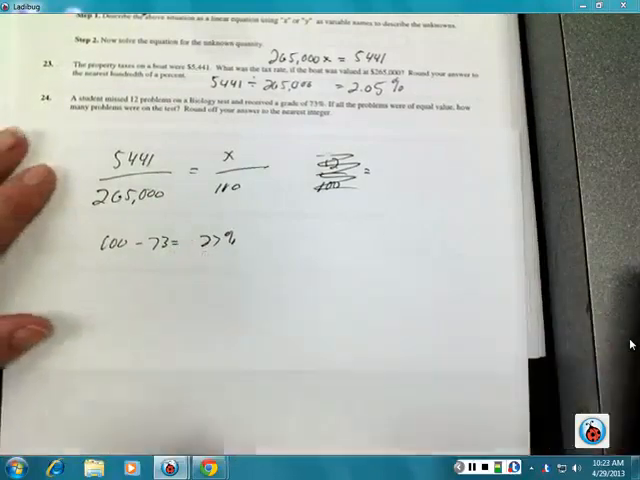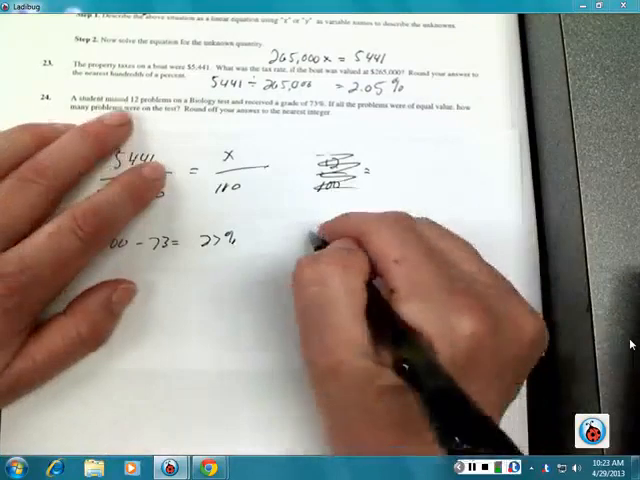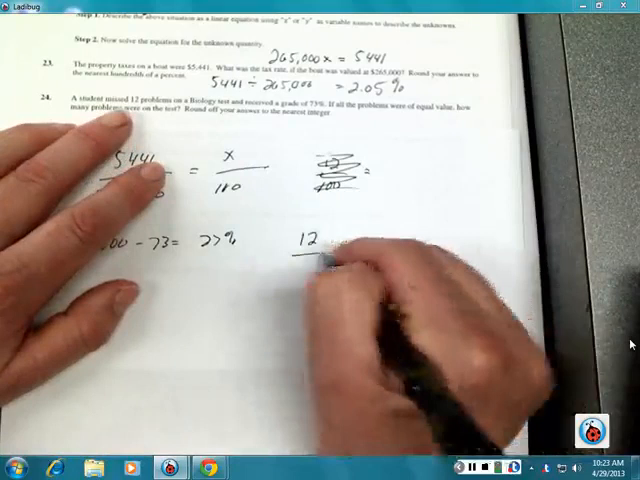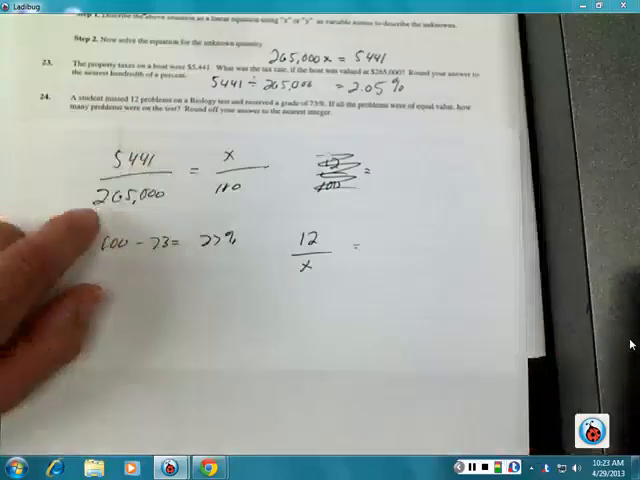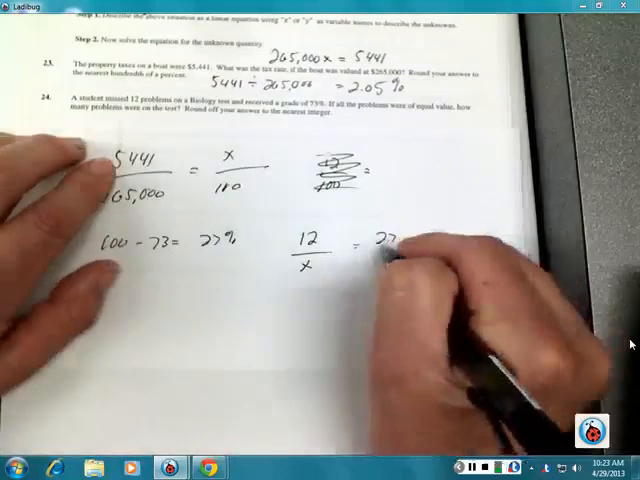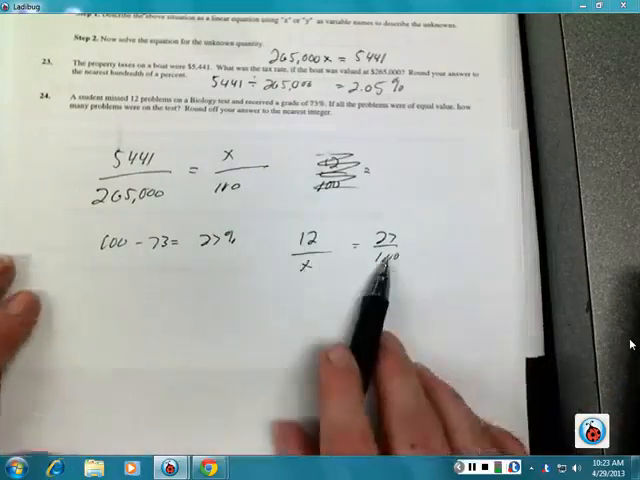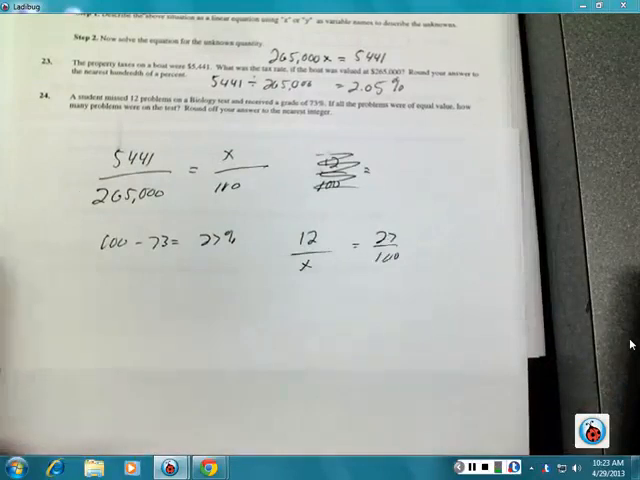So then what you can do is set your 12 problems over x, because we don't know how many problems are on the test, and that's going to equal 27 over 100. You can do it as a proportion that way. So then it's 12 times 100 divided by 27, and that gives you how many problems? 44.